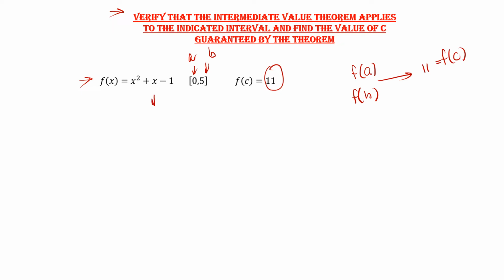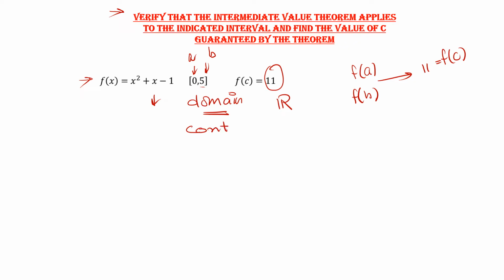Now the first thing is to understand what the domain of this function is. This is a polynomial function, so the domain of this function is all real numbers. It means that the function is continuous. So the first thing, to verify the IVT, it is very important that the function should be continuous on the closed interval, which you found that the function is continuous.